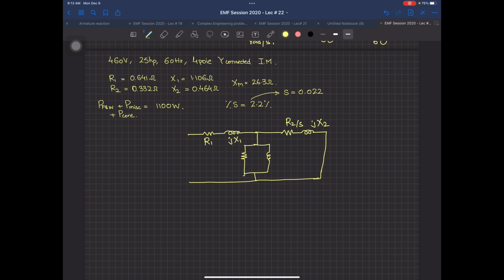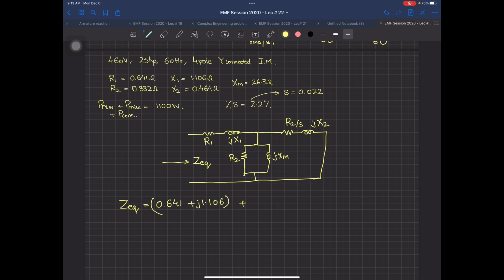I have not bifurcated it because I am not interested in that. I am only interested in finding out my Z equivalent first. So this is my JXM and this is my R2. So now your Z equivalent is going to be equal to R1 plus JX1. Please, anyone with a calculator, please help me on this one. So this is my R1 plus JX1, 0.641 plus J1.106.